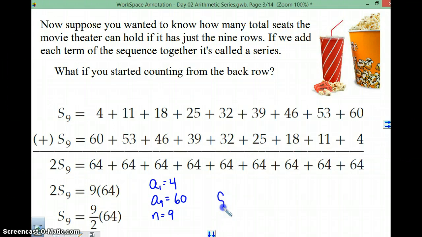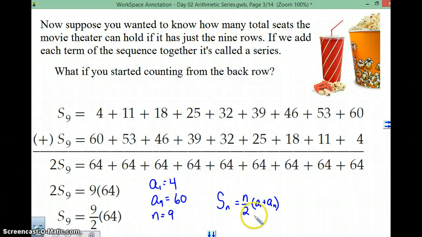We could say the general equation for a series is S sub n, that's the sum of all the terms up to n, equals, where did 9 come from? Well, 9 is just n over 2 times, where did 64 come from? 64 is the sum of the first term plus the last term. That would be a sub 1 plus a sub n. First term plus the last term times the number of terms divided by 2.